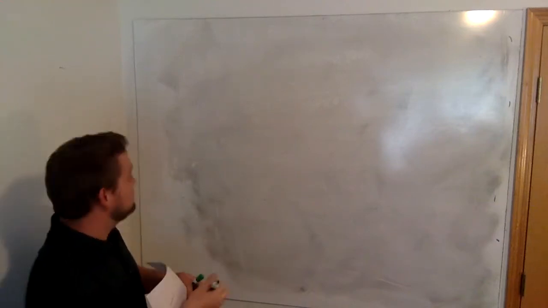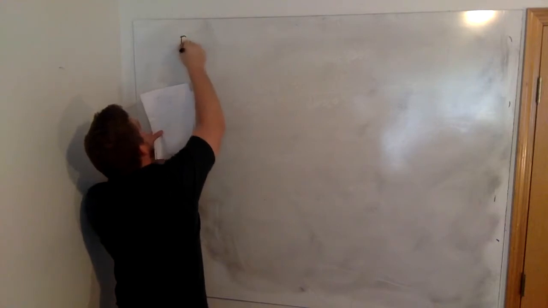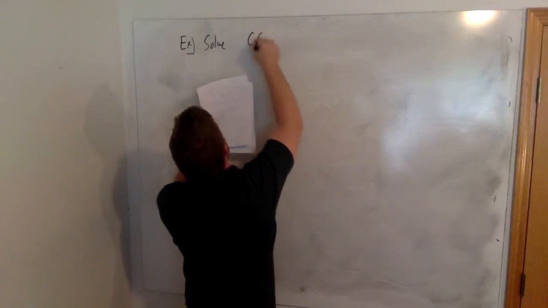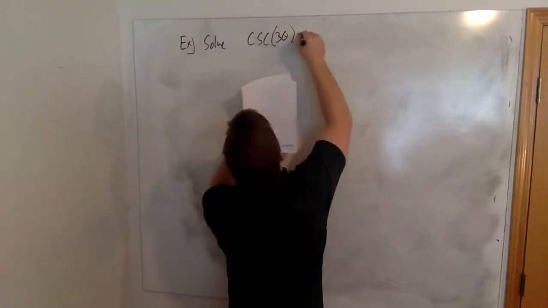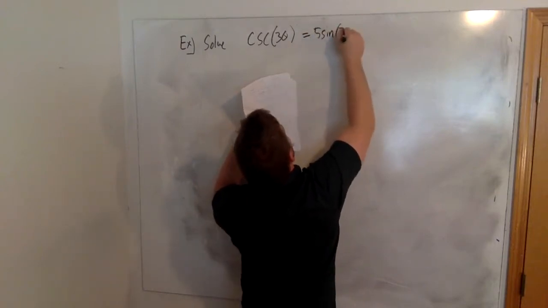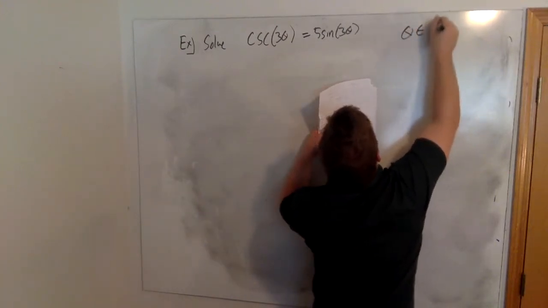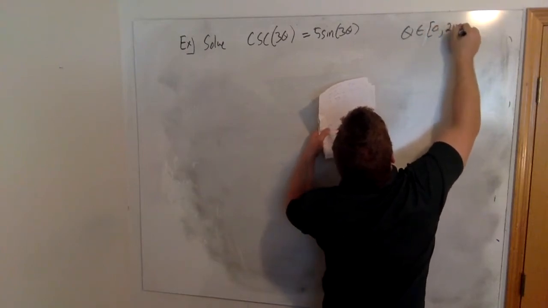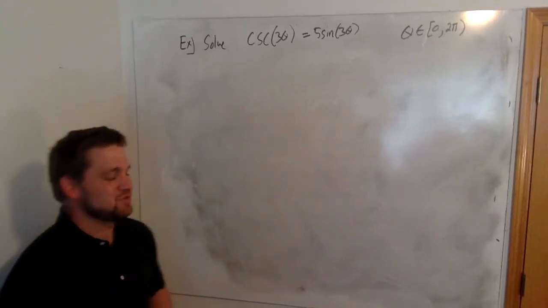Okay, I want you to try to solve our next example. Let's try and solve cosecant of 3 theta is equal to 5 times the sine of 3 theta, and I want to find all solutions between 0 and 2 pi. Go ahead and pause the video and give this one a shot on your own before we do it together.